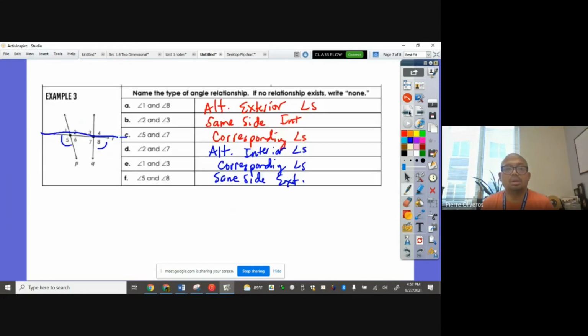And that's how you name the angle relationship, define transversal, knowing what's parallel lines and parallel planes, and skew line.